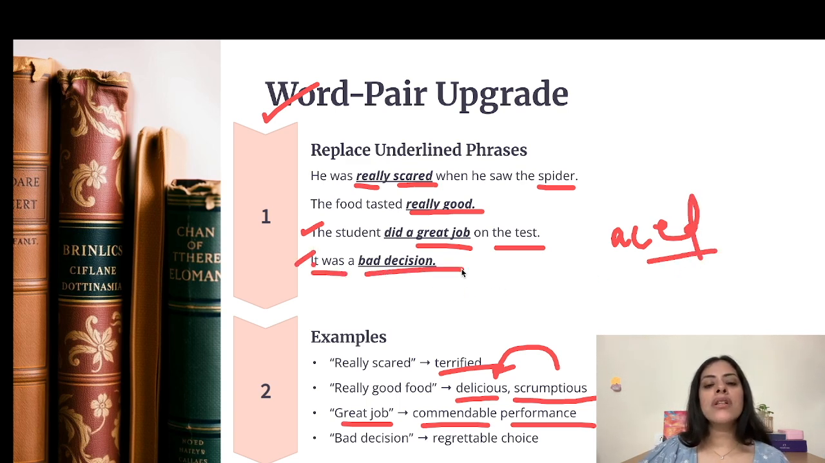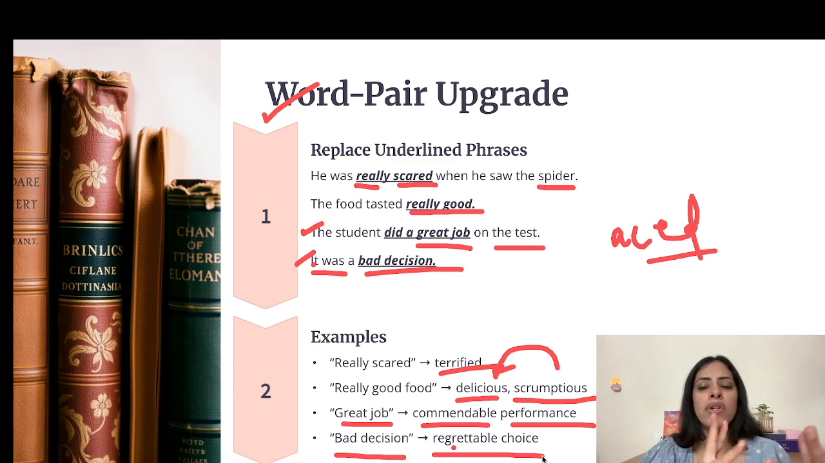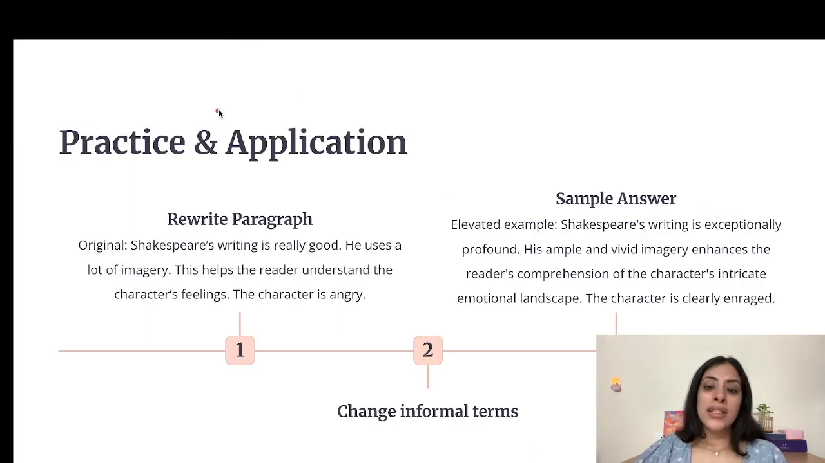The last one is: it was a bad decision. So instead of saying it was a bad decision, you can say it was a regrettable choice. Okay, or you can say that it's disappointing to see how bad a decision he made. So sometimes you can change the structure to add more words to your sentences. Okay, now practice is the key. It's the nature of the world. Whenever you practice, you get better at things.